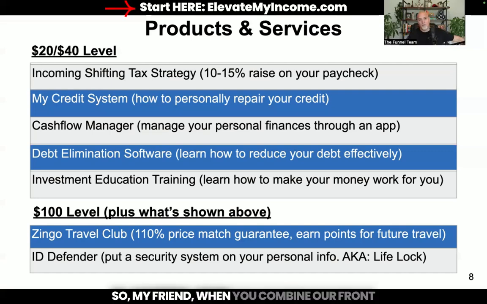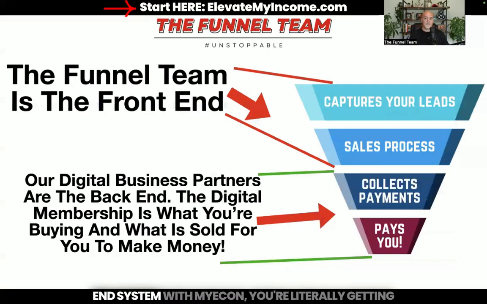So my friend, when you combine our front end system with myEcon, you're literally getting a done for you business in an app. It's everything you need. It's all 100% digital. Your funnel team is the front end marketing system that has all of your sales funnels. And obviously the sales funnels convert, my friend, because you heard the testimonials, you saw the duplication. It's everything you need right in an app on your phone. Boom. We tie in myEcon on the back end. You don't have to worry about integration or anything. It's all built in and done for you.